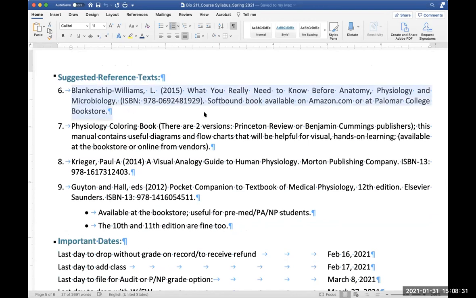This option number 6, I strongly recommend, and it's actually written by one of our colleagues, one of our faculty here, Dr. Leslie Blankenship Williams. She wrote this book because she recognized the need for it. At the time when she wrote it, she was trying to help students, advise students on how to prepare for entrance to nursing school and for the TEAS test that's needed for nursing school.